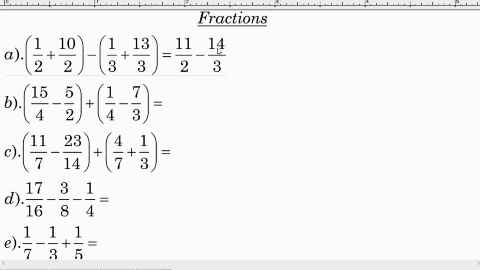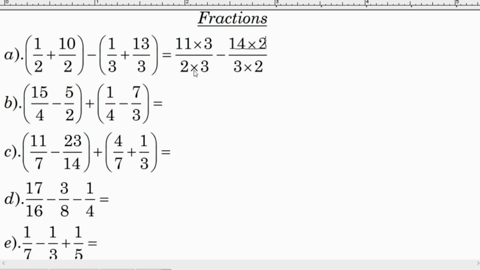Okay, so now we have to calculate it again. We have to find the same denominator first. So 2 times 3 equals 6. 6 is the same denominator. So 2 has to multiply with 3. Alright. So then 11 also has to multiply with 3. And here we have to multiply with 2.